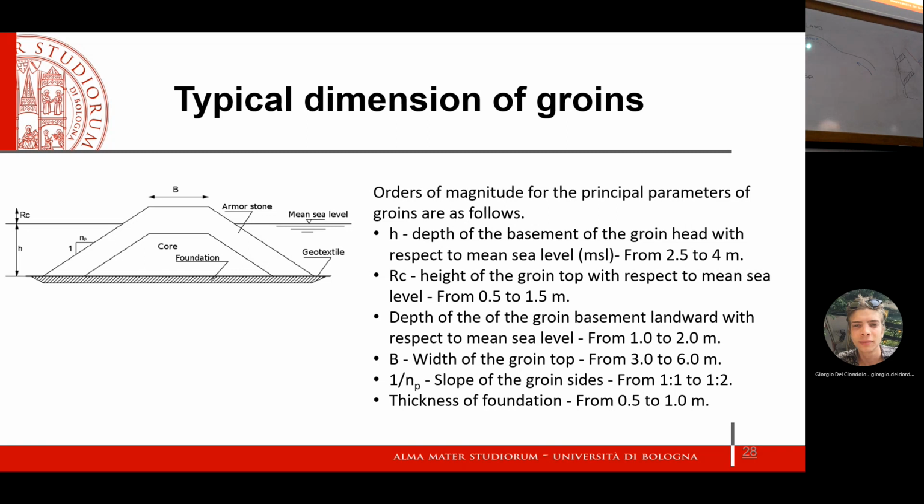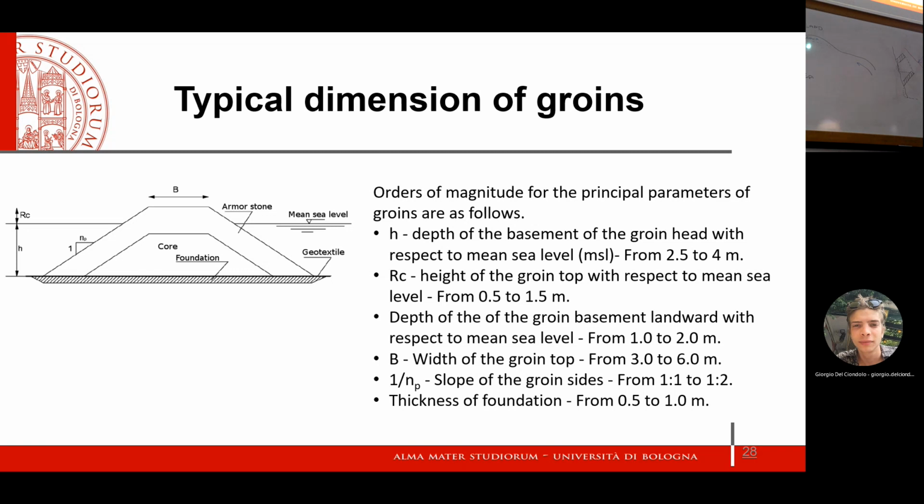And 1 over NP, the slope of the groin side, this is an important parameter, from 1/1.1 to 1/2. 1/1.1 is rarely used, but we will dedicate some time to the analysis of armor stability in the groin bodies. And then there is the thickness of the foundation, from 0.5 to 1 meter.